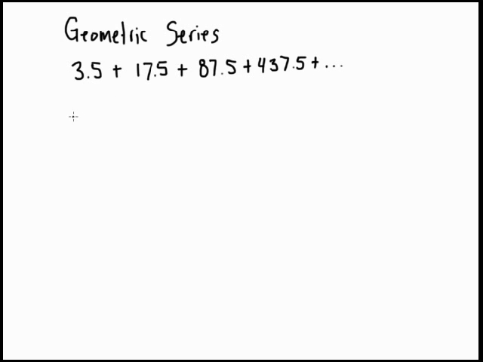If we want to find the sum of the first 13 terms, there's a nice formula we can use. What we could do is figure out term 1, term 2, 3, and 4. We could figure out all 13 terms and then just add them together, but that would take forever, right? So instead we're going to use this nice formula: term 1 times r to the power of n minus 1, divided by r minus 1.